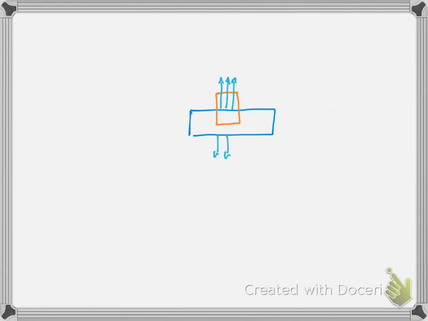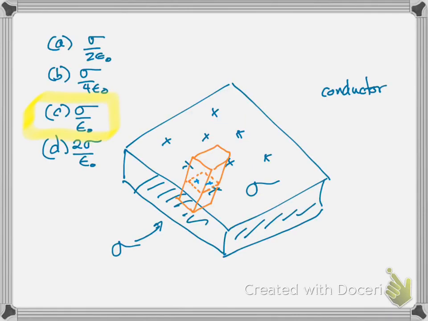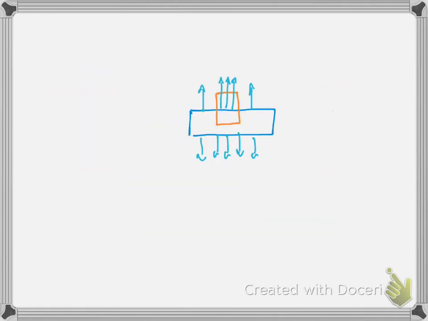Why are there no field lines in the bottom of the box? There are no field lines in the bottom of the box because it's inside a conductor, and there is no field inside a conductor. So again, this is the picture in 3 dimensions, and this is in 2 dimensions.